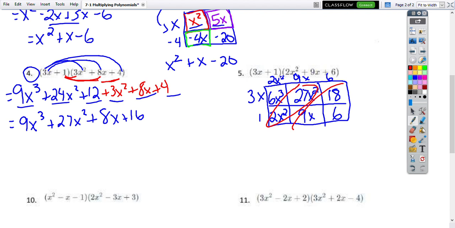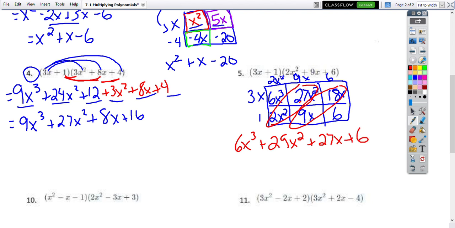And actually this should have, waiting for it to load here. This should have an x on it because it was 3x times 6. So I can just combine like terms. So when I combine like terms, I get 6x cubed. That's the only thing with an x cubed. I have 2 and 27 with the x squared. So that's plus 29x squared. I have an 18 and a 9. So that's plus 27x. And I have that lonely 6 just chilling there.